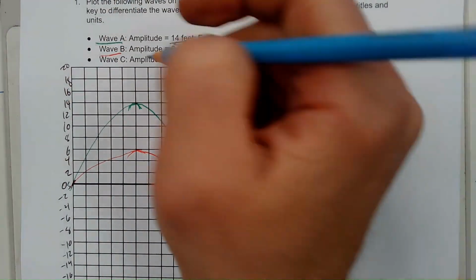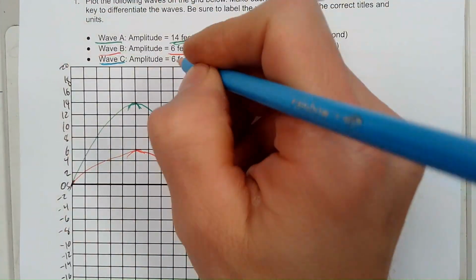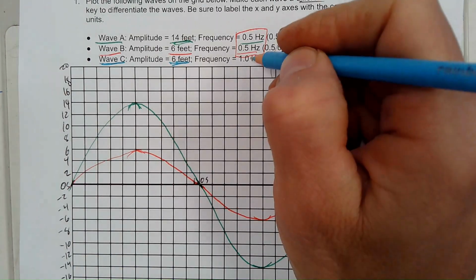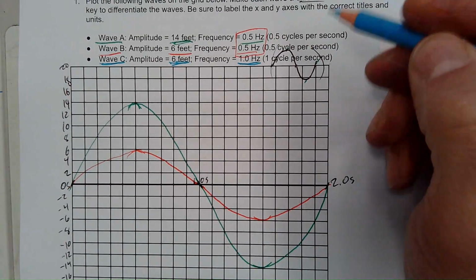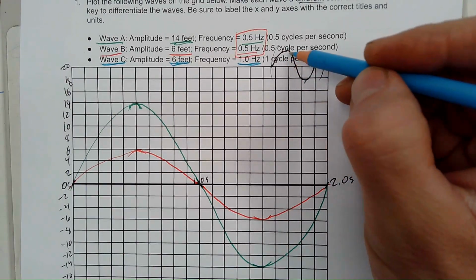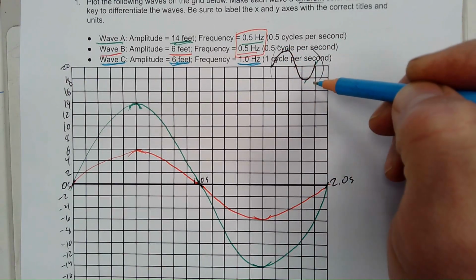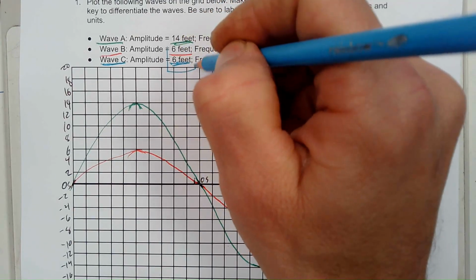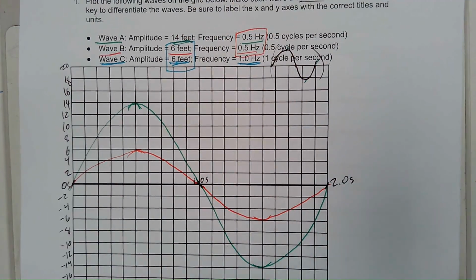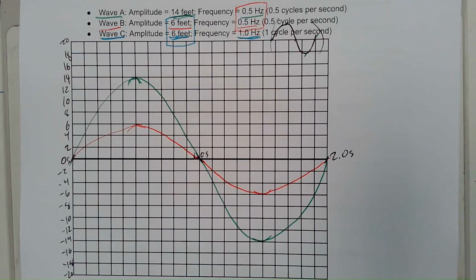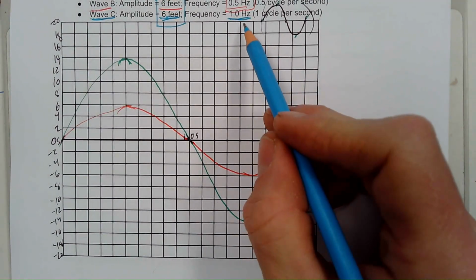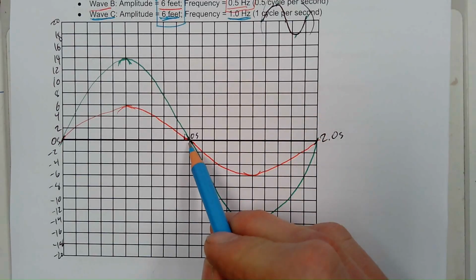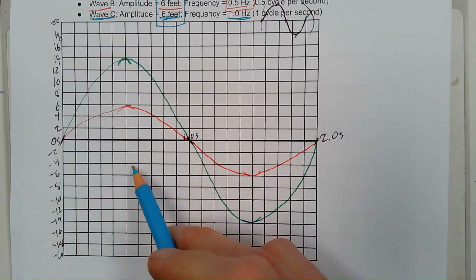Wave C also has an amplitude of 6 feet, but it is much faster. It's twice as fast. It has a frequency of 1 hertz. That is 1 cycle per second. Where it goes up, down, and back up, that's 1 second. It's the same amplitude as wave B. So let's draw our initial lines here. Remember, it is 1 cycle per second. So in 1 cycle, it goes up, then down, then back up.